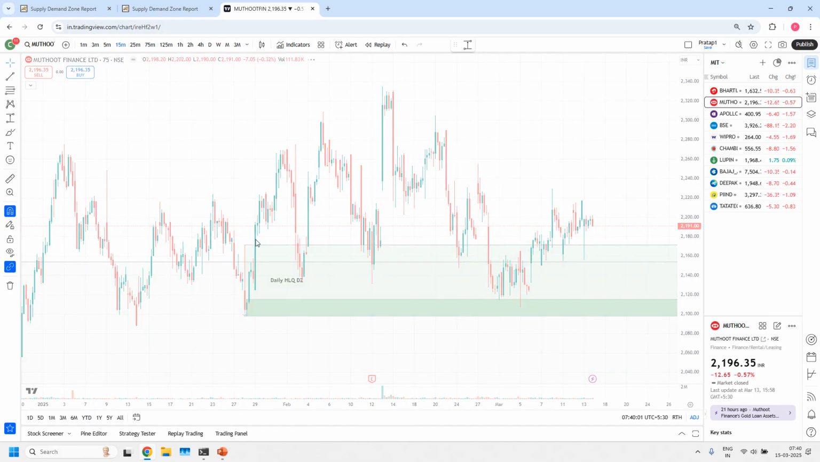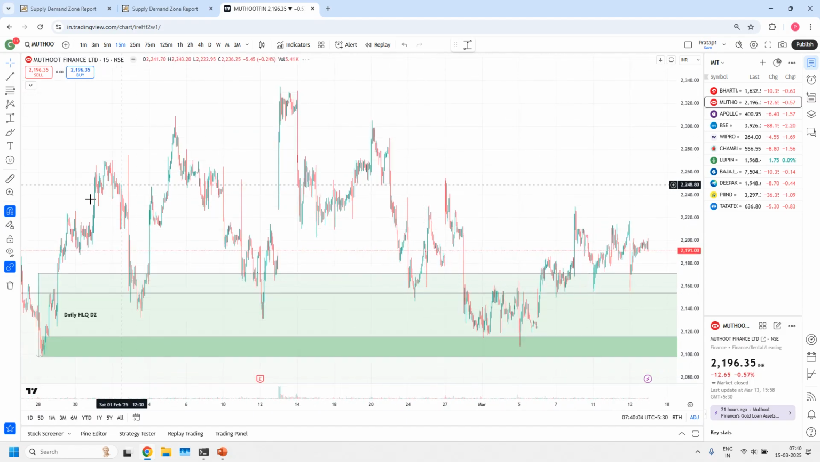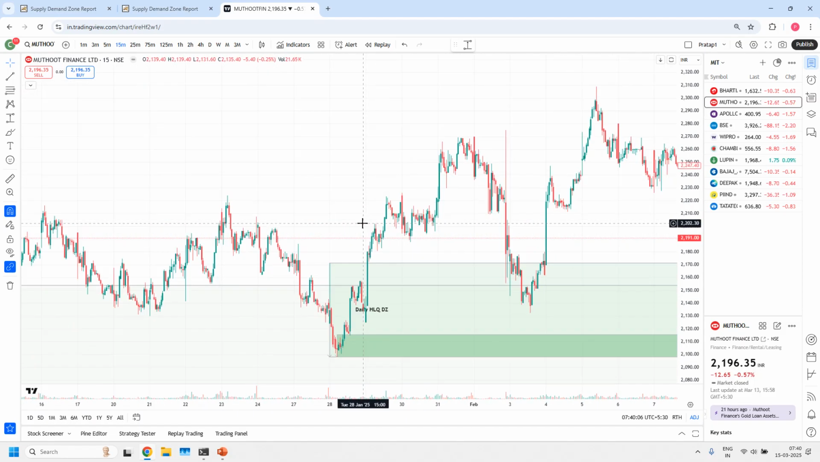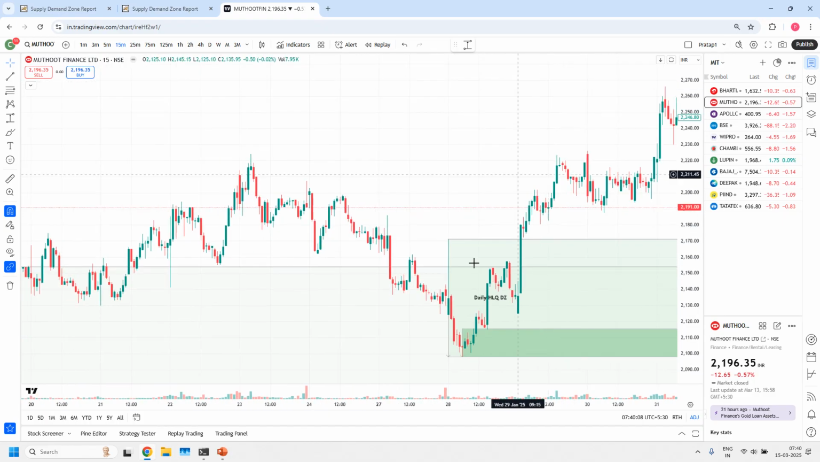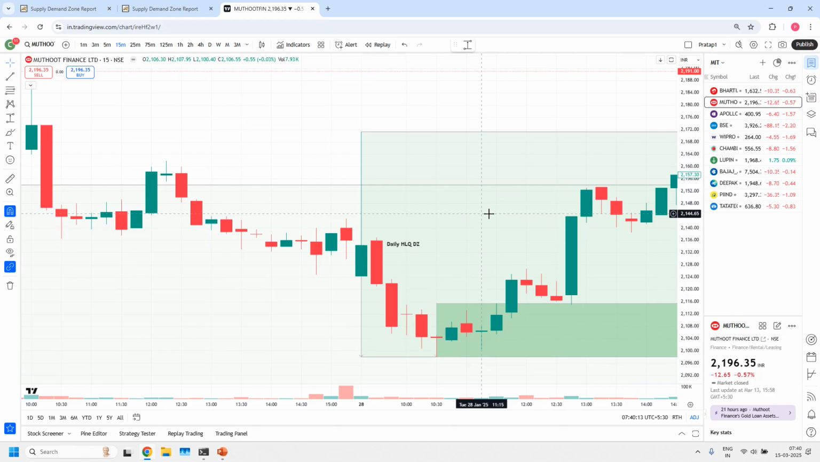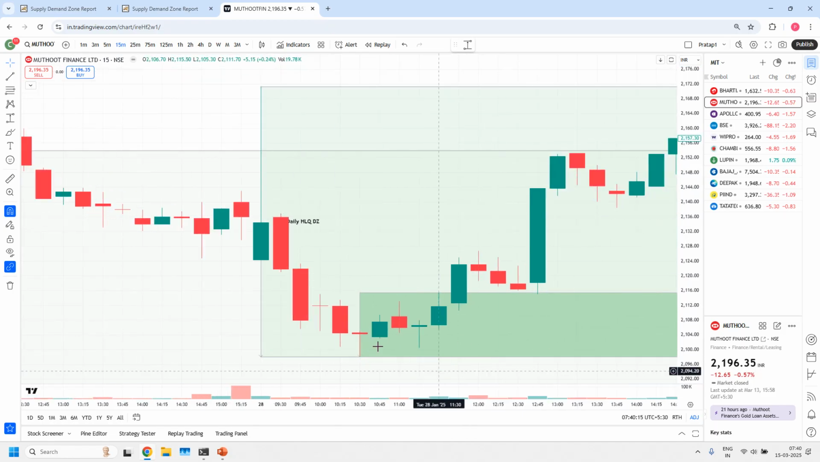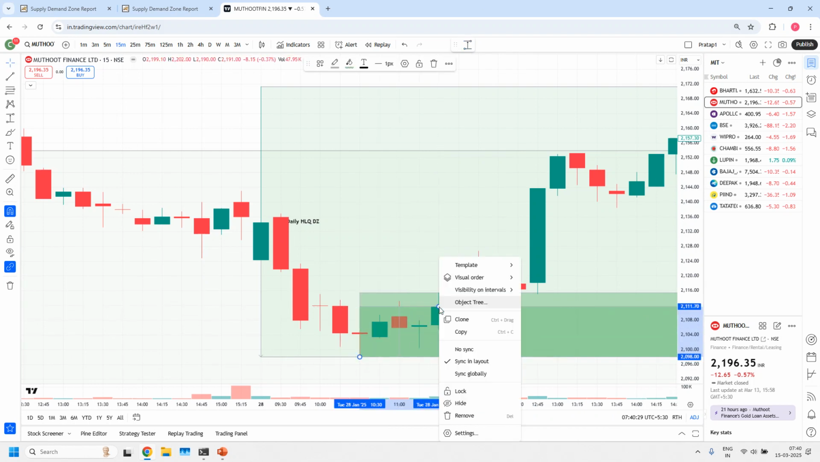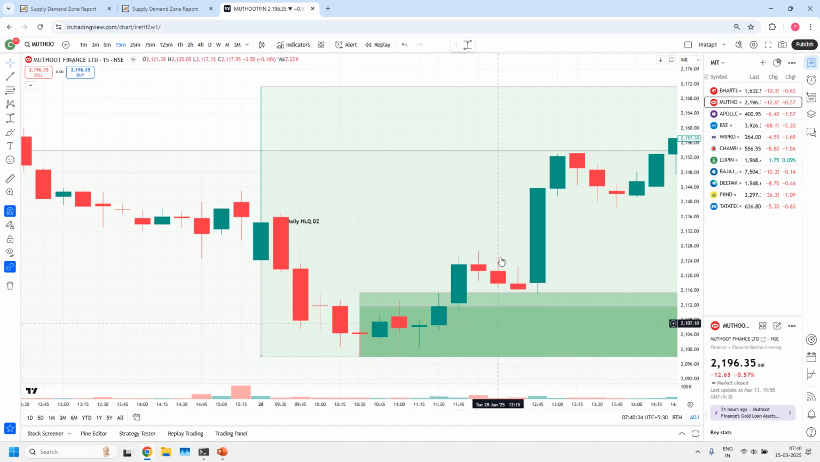Go to the 15 minutes time frame, because we need to identify whether institutional order flows are there or not. Otherwise, there are higher chances the zone might be violated, right? See here we have a drop candle, 1, 2, 3, 4, 5 base candles and a rally candle. So this is the 15 minutes demand zone.